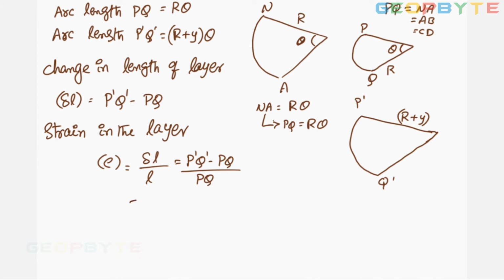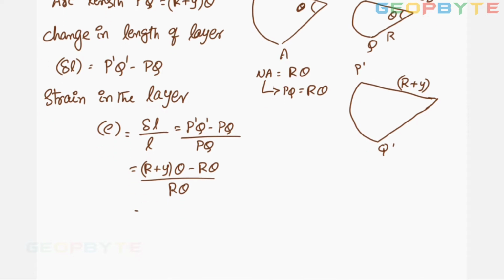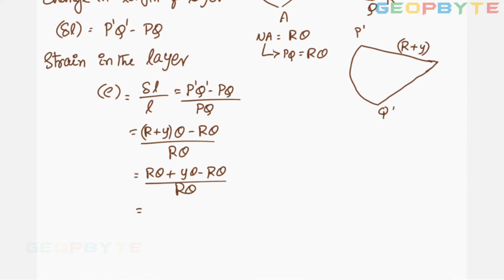It is equal to (r plus y) into theta minus r theta, divided by r theta. You simplify this part: it is equal to r theta plus y theta minus r theta, divided by r theta. The r theta cancels. Finally, y by r. Therefore, strain small e equals y by r. That is how you can find the strain small e.